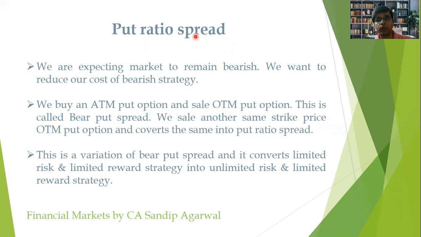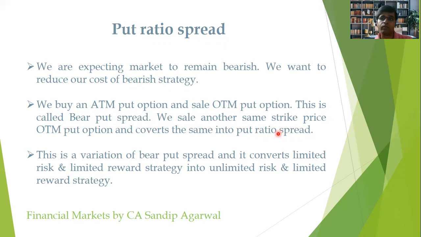an extra OTM put option of the same strike of the same contract, and thereby convert the bear put spread into a put ratio spread. So basically, in the bear put spread, the person buys an ATM put option and sells another OTM put option. This is called a bear put spread. But the person wants to reduce the cost of this strategy. So the person sells another same strike OTM put option and converts the bear put spread into a put ratio spread.